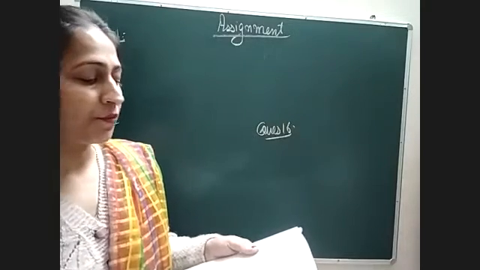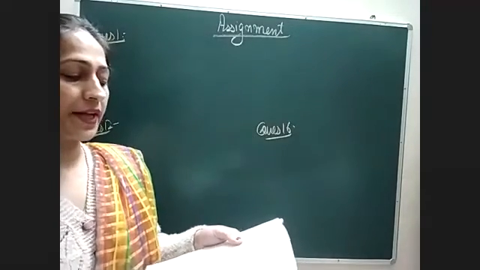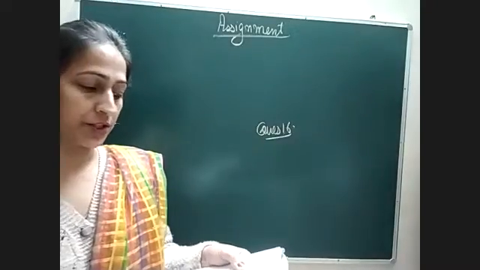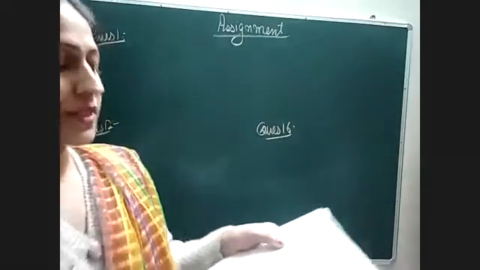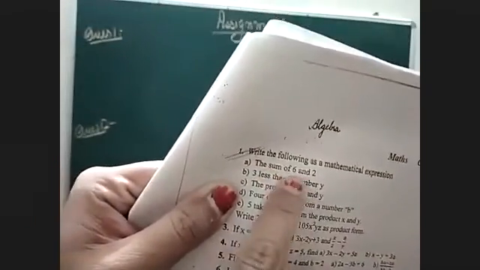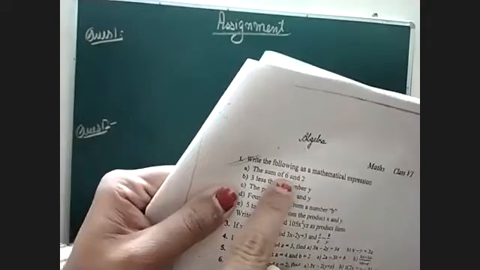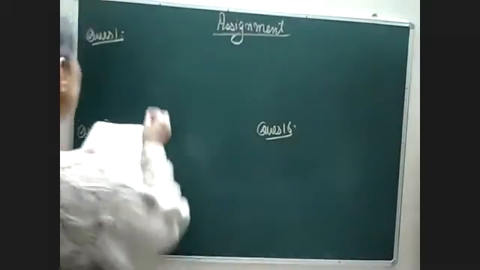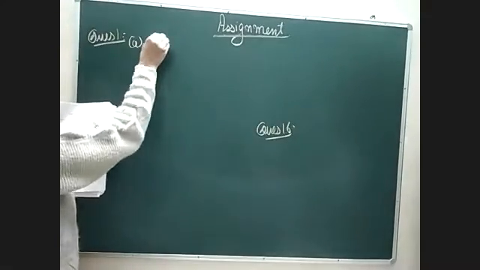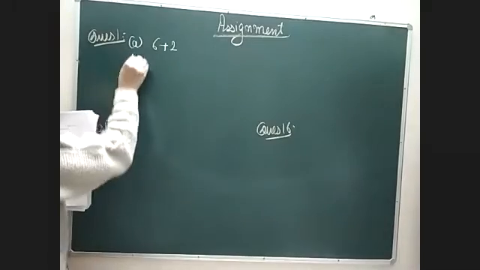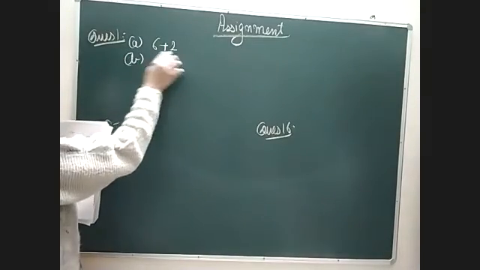Here is question number 1. Write the following as mathematical expressions. Part A is the sum of 6 and 2. Here I am showing you the assignment. Part A is the sum of 6 and 2. As a word, sum is written here. So we are going to add 6 and 2 with the addition sign in between, and that will be our expression: 6 plus 2. You are not going to solve it because you have to write just the expression.